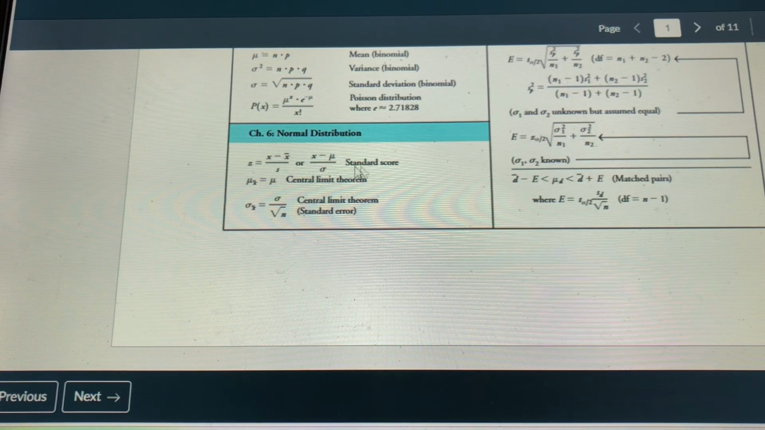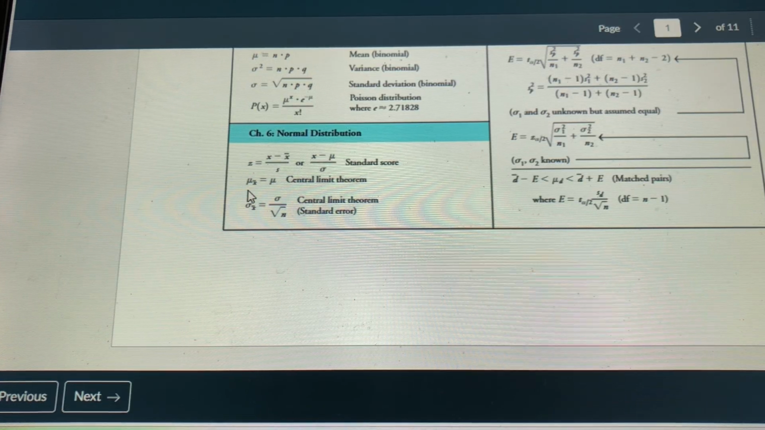There's z-score formulas here. And then this is what's called the central limit theorem. The central limit theorem comes into play whenever there's sample sizes going on. 7.1 and 7.2 never had anything to do with sample sizes. But when there's a sample size, then the mean and the standard deviation that you put in at the end get affected slightly. In fact, the mean does not get affected, it just stays the same.